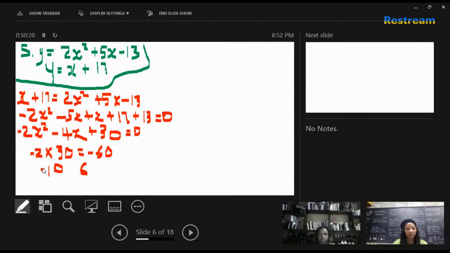So now we're going to replace negative 4x with the values that we just got. We're basically substituting it. So it would be negative 2x squared minus 10x plus 6x plus 30 equals 0. Don't forget the equals zero. It's important. So now we are going to factorize.